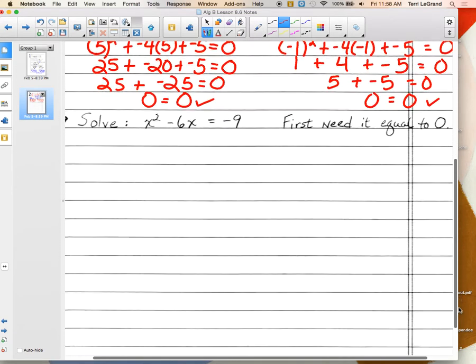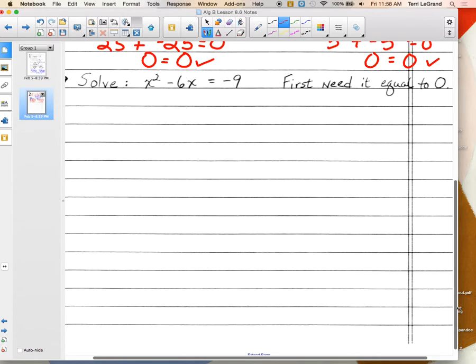Okay, then our last one that we're going to do together is, remember, just like yesterday for graphing, and the day before for graphing, the equation had to be set equal to what? 0. So is this one set equal to 0? No. So what are we going to do to get it set equal to 0? Plus 9.